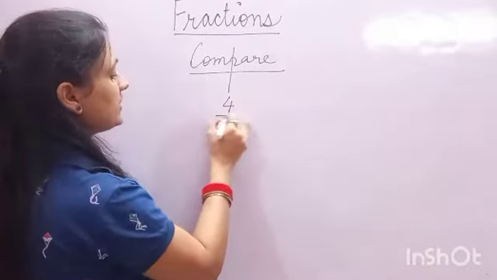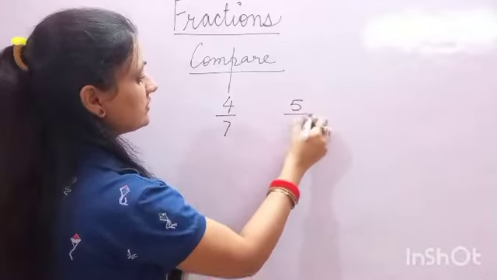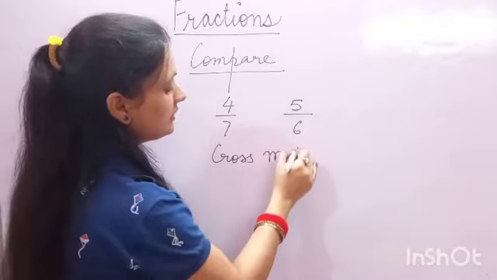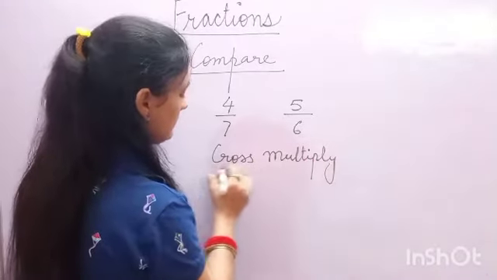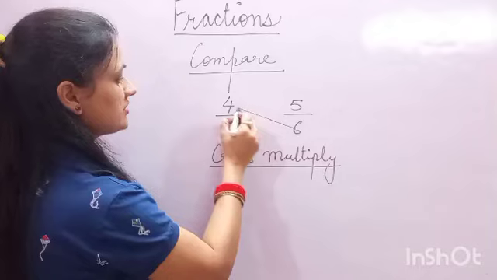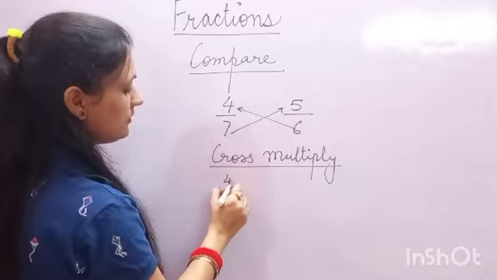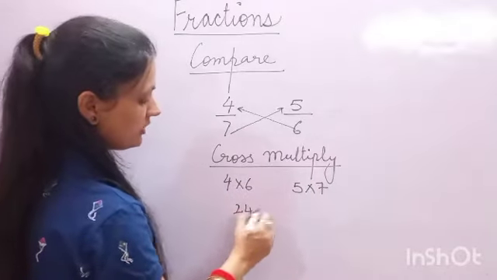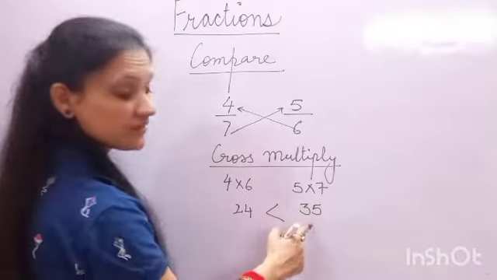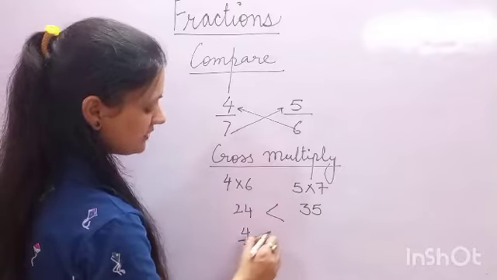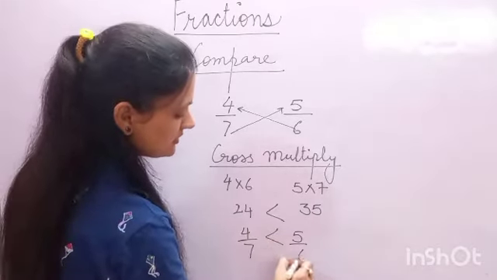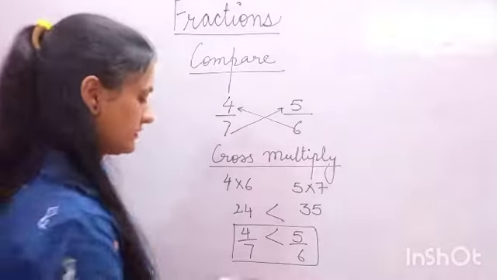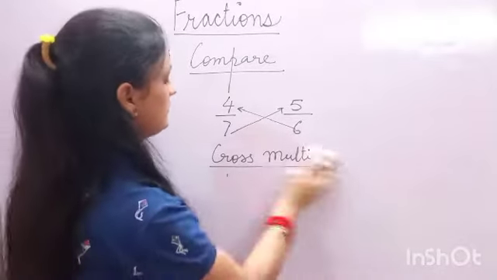But how to compare when the fractions are unlike? Suppose it is given 4 by 7 and 5 by 6. How to compare? In this way, we cross multiply. Let us cross multiply this by this and this by this. So 4 multiply 6 and 5 multiply 7. 4 6s are 24. 5 7s are 35. So which one is greater? This side. It means 4 by 7 is less than 5 by 6. Is it clear how to compare? By cross multiplication.